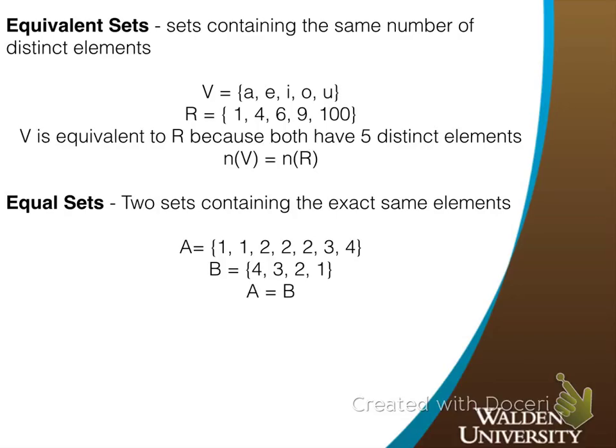Now, equal sets are two sets containing the exact same elements. Listed below, we have A equal to 1, 1, 2, 2, 2, 3, 4, and B is 4, 3, 2, 1. We can say that sets A and B are equal because they contain the exact same elements. It is good to note too that if two sets are equal, they're going to be equivalent, because technically these both have 4 distinct elements in them, so they're equivalent on top of being equal.